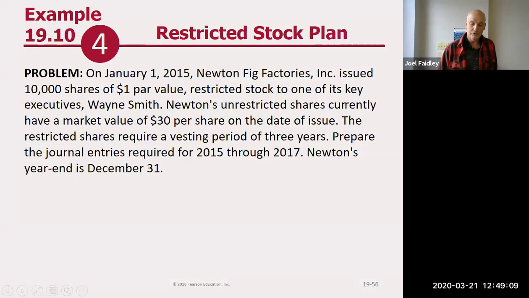All right, here we've got Newton's Big Newtons factory issued 10,000 shares. Unrestricted shares currently have a market value of $30. The restricted shares have a vesting period of 3 years. Prepare the journal entries for that.